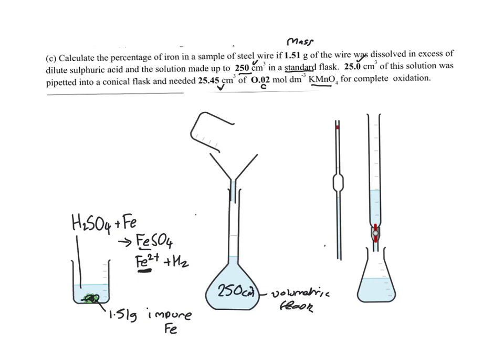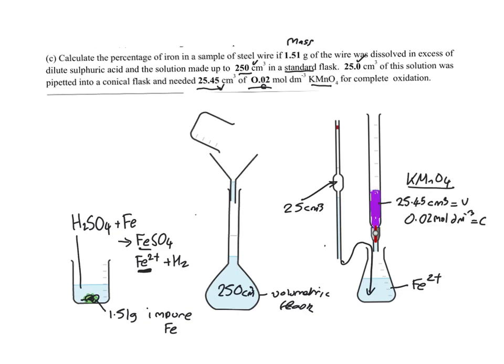In order to be able to repeat titrations, we can now take 25 centimetre cube samples in a pipette, and the 25 centimetre cube sample of the iron 2 plus is now placed in our flask. Now that is pipetted into the flask, and it needs 24.5 centimetres cubed, 0.02 mole per dm cubed of potassium manganate for complete oxidation.